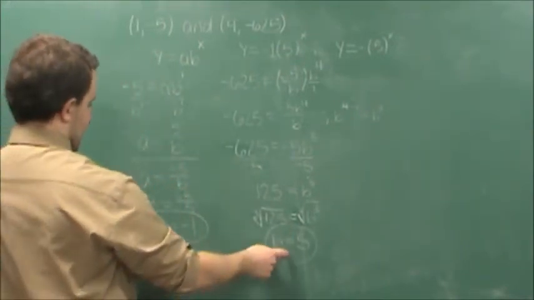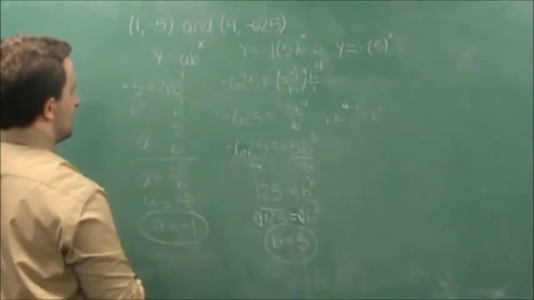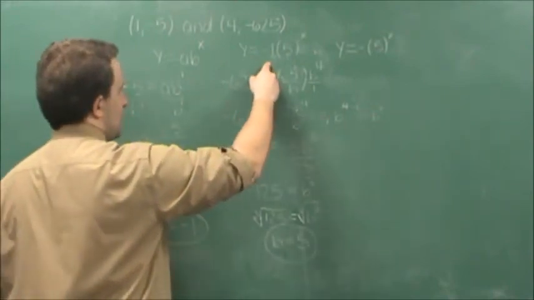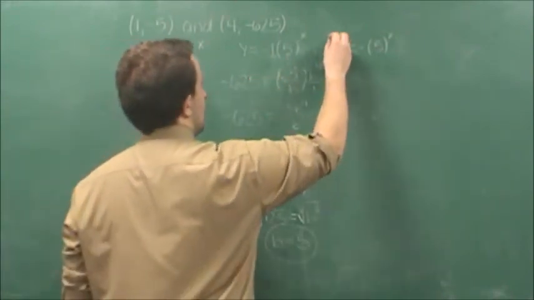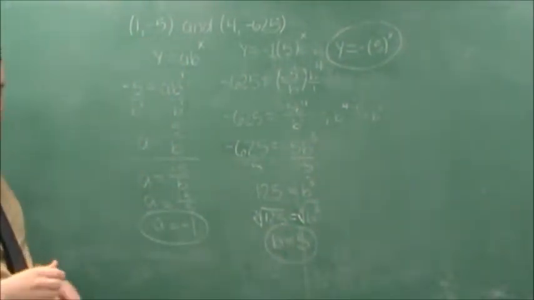So then we had our values of a and b, and we were able to just plug those back into our general form to get y equals negative 1 times 5 to the x, or y is equal to negative (5 to the x power).